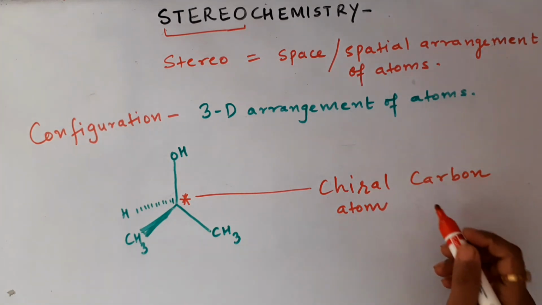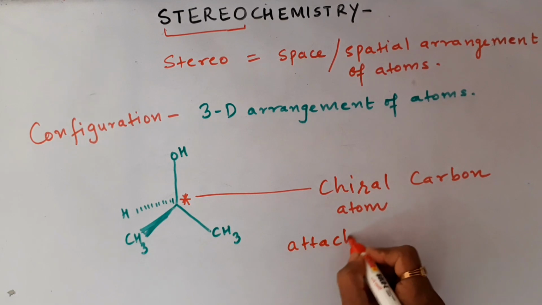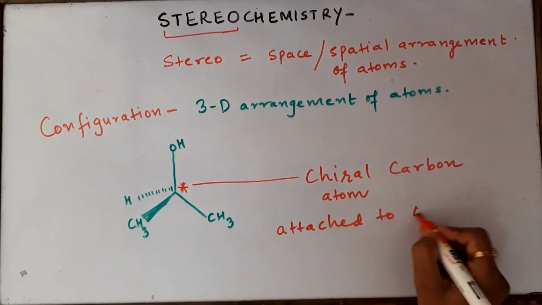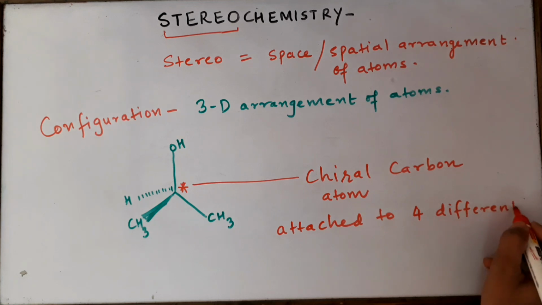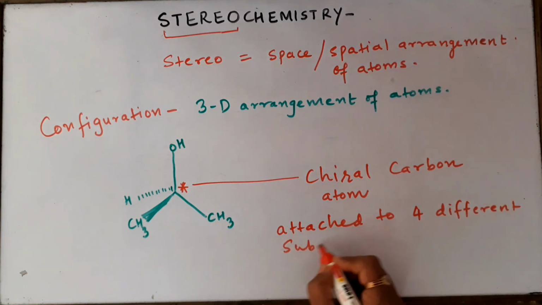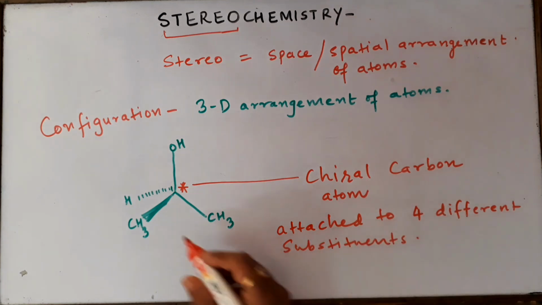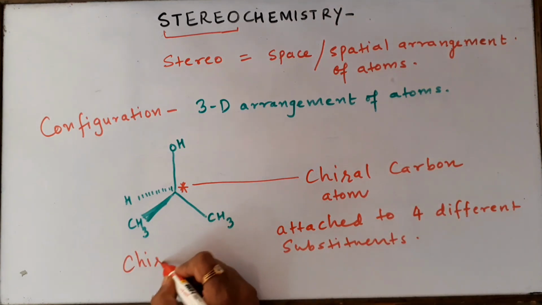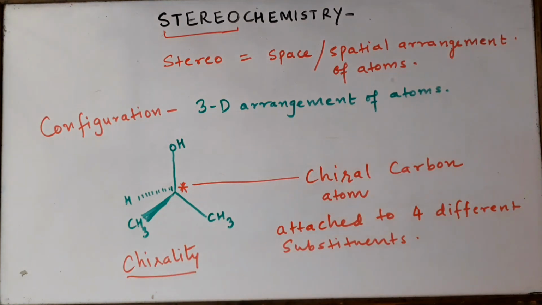Now the meaning of the word chiral carbon atom is the carbon atom which is attached to 4 different substituents. The substituents have to be different, they cannot be same, and such a carbon which is attached to 4 different substituents will be called as chiral carbon atom, and this condition or the property the molecule is having is called as chirality.